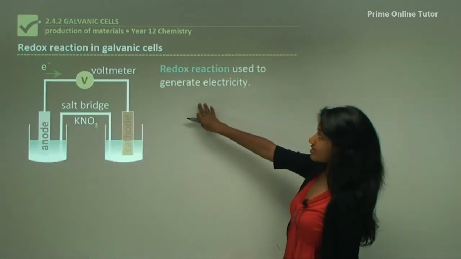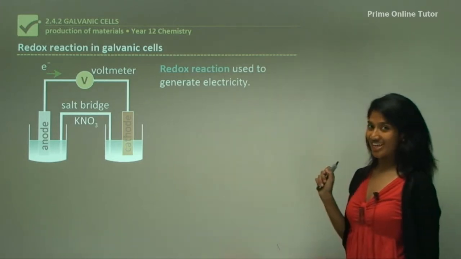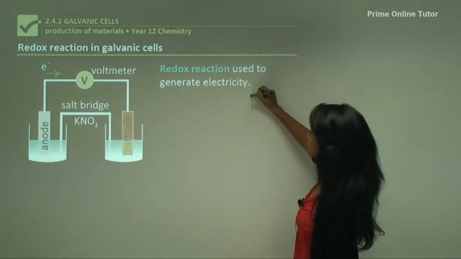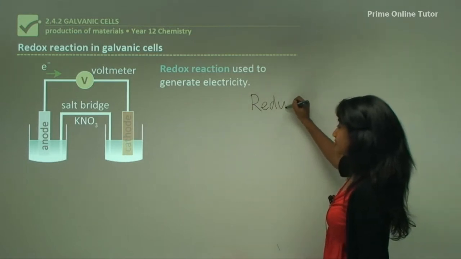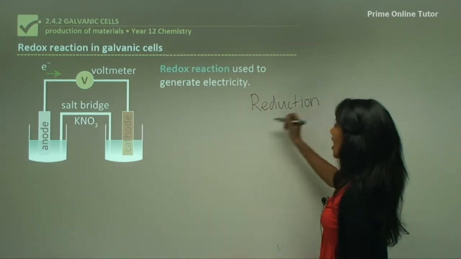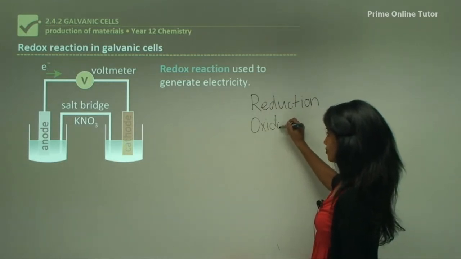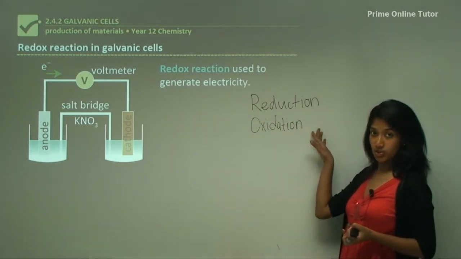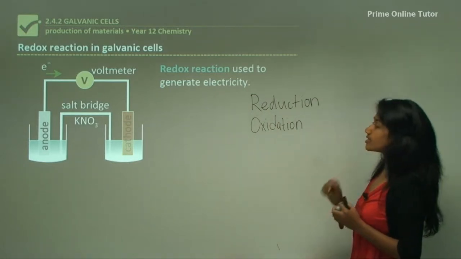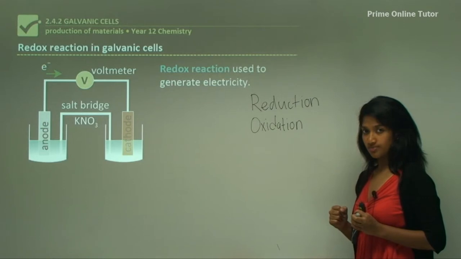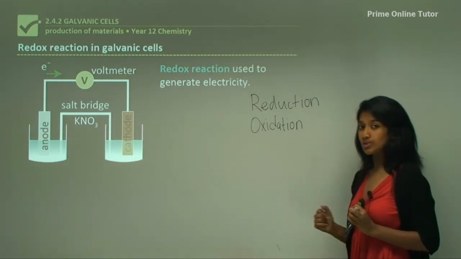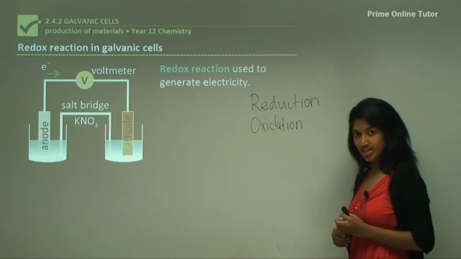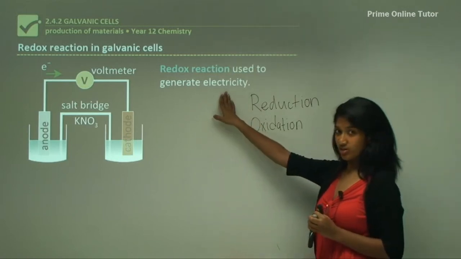Now, in a galvanic cell, a redox reaction takes place, which means that this chemical reaction occurs in two parts. One is called the reduction half reaction, and the other is called the oxidation half reaction. As you can see, the word redox comes from these two, red, ox. In reduction, the species gains electrons, while in oxidation, the species loses electrons. Now, if one species gains electrons and the other loses electrons, there is an electron transfer. And that's exactly what is happening in a redox reaction.